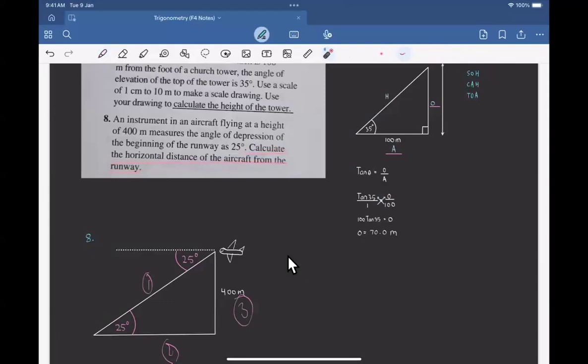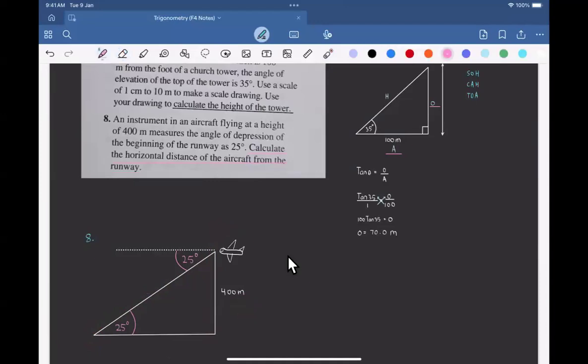Calculate the horizontal distance of the aircraft from the runway. Is this horizontal? No. So if this over here is the beginning of the runway, which line shows you how far it is from the plane over here? Two. Yes, 2 is the line.